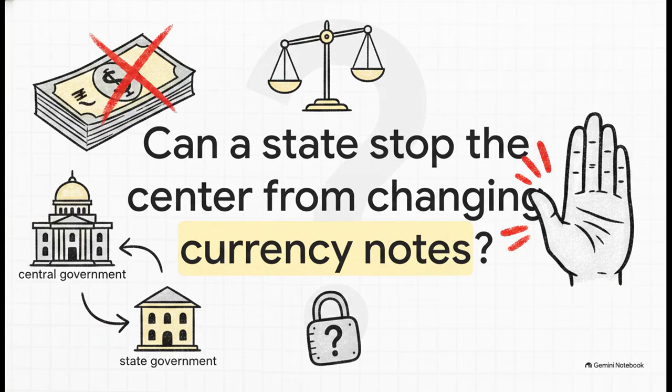Let's kick things off with a high-stakes, real-world scenario pulled straight from our practice papers. Imagine this. Tomorrow, the central government decides, out of nowhere, to issue entirely new currency notes. Boom. But a state government absolutely hates the idea and strongly opposes the move. The big question is, can that state government actually step in and stop the central government? Keep that in the back of your mind, because by the end of this explainer, you're going to know exactly how to answer it, and more importantly, why.